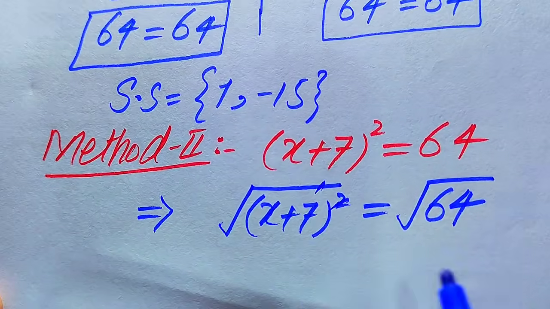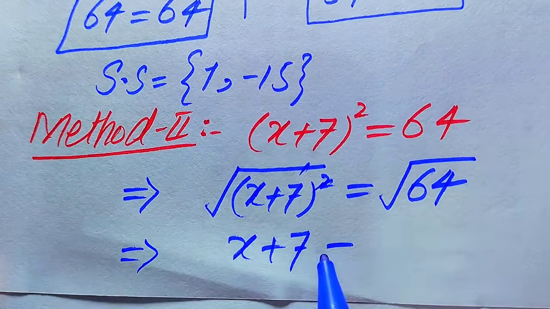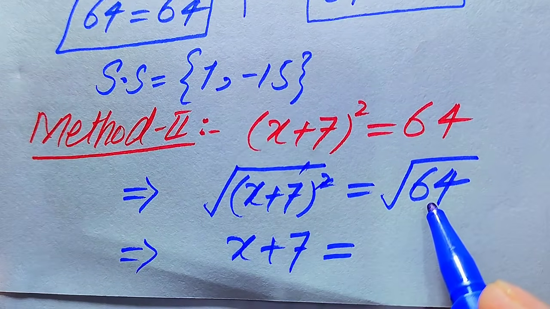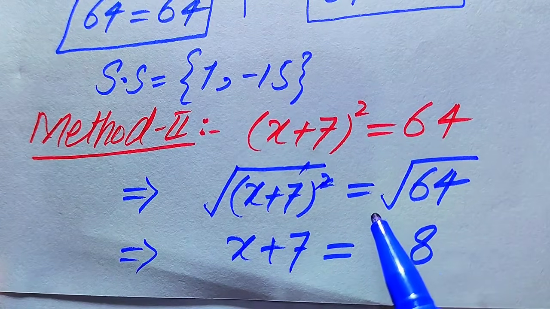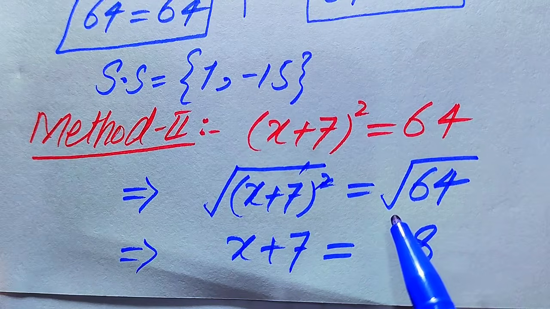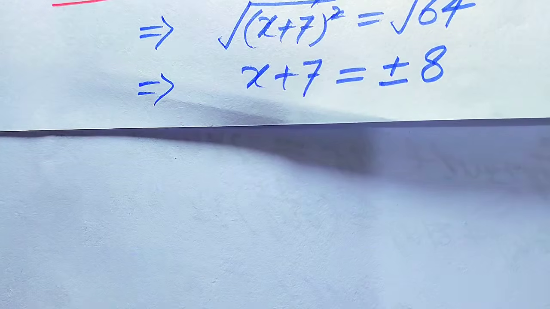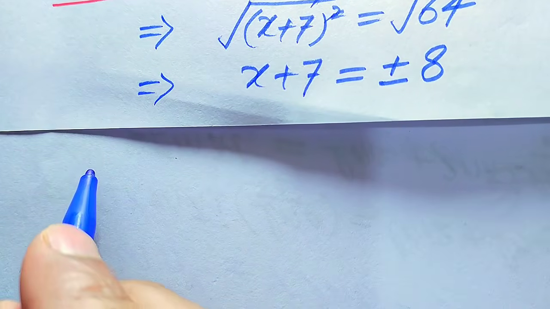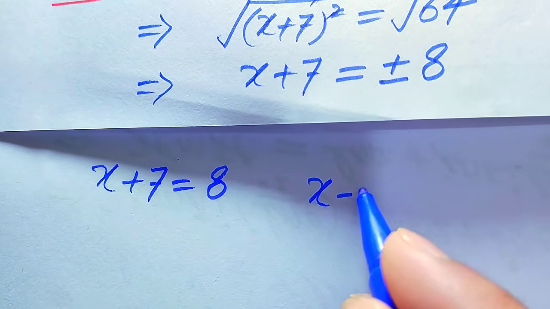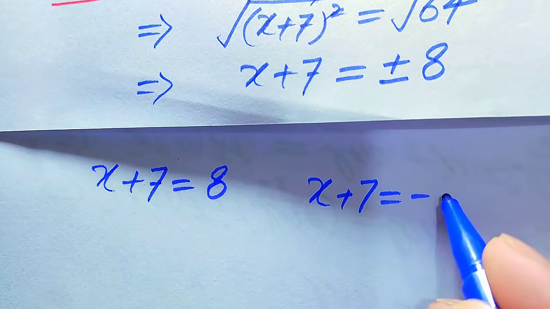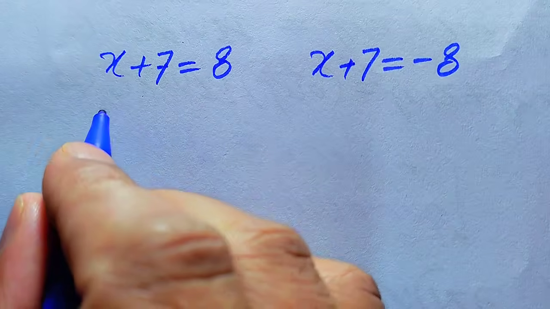So when we apply the square root on both of the sides, it will be written in this form. Further, you see here this square and this square root are cancelled out by each other, and we get x + 7 equals, here we see that the square root of 64 equals 8. Also we know that when we apply the square root on both of the sides, we write a plus minus sign on any one of the sides, so we write this on the right hand side. Further, in the next step, we divide this into two cases. The first case is we write x + 7 = +8, and the second case is we write x + 7 = -8.